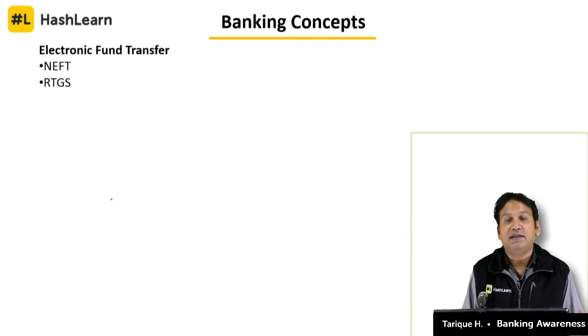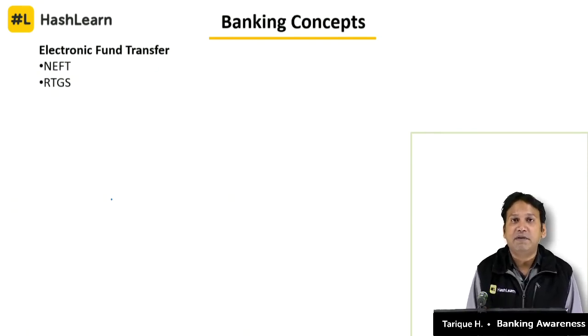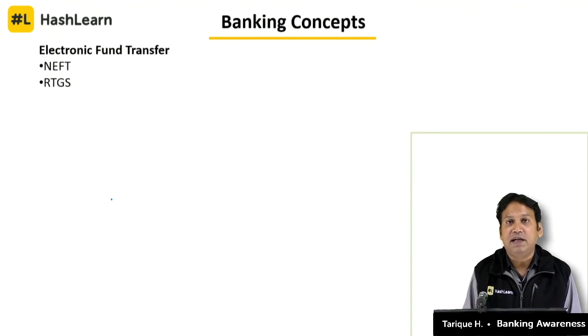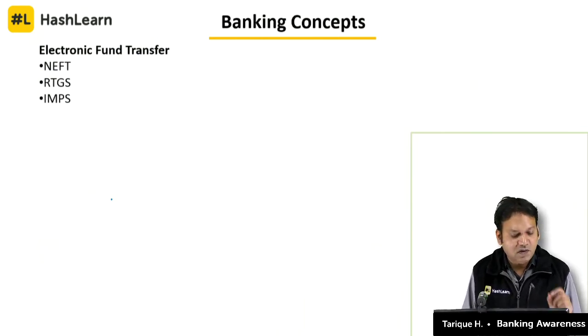Then we have RTGS, that is real-time gross settlement. That's again an electronic fund transfer, very similar to NEFT, but there are some differences. We will see in later slides what is the difference between NEFT and RTGS. Next is IMPS, that is immediate payment services. We will look at each of these one by one and what are these things and what should you know as a bank aspirant, as an aspirant of the banking examination about these electronic fund transfer methods.